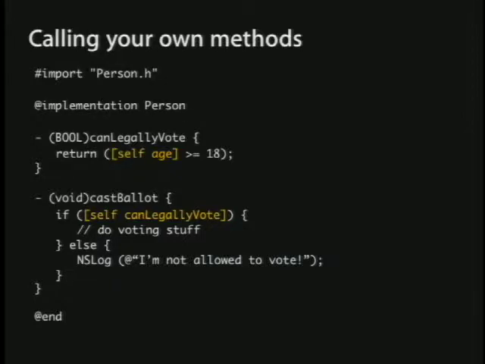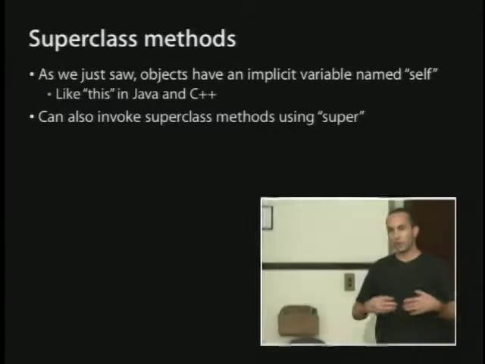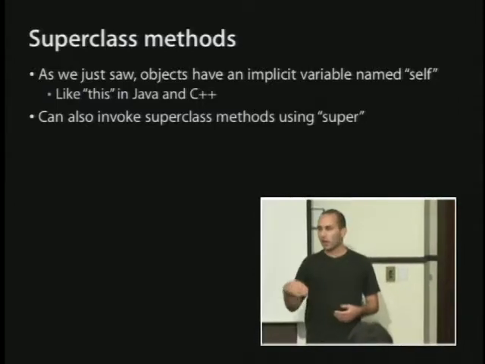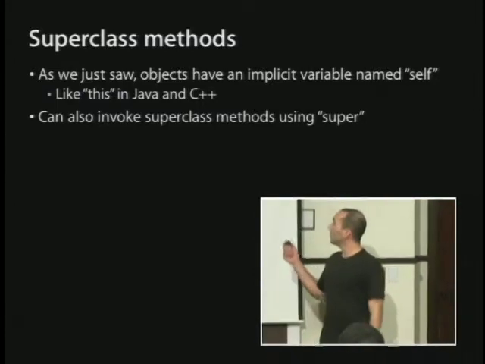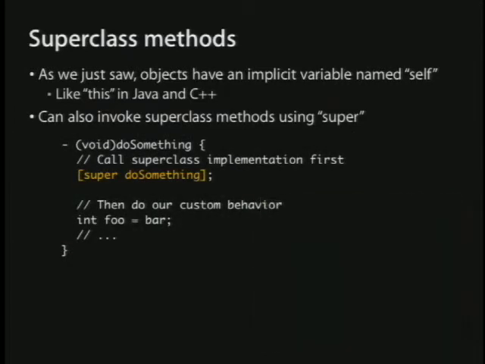So, superclass methods. If you override a method that is implemented in the superclass, you have a way of calling that superclass method, and that's using the keyword super. So let's say we have another method called doSomething.